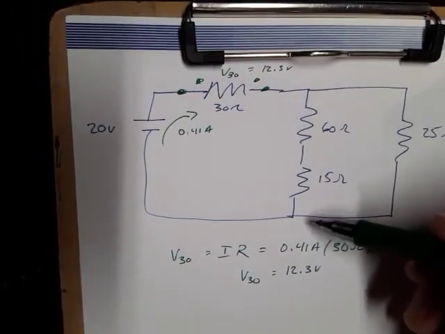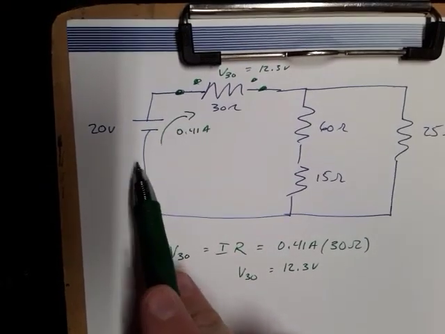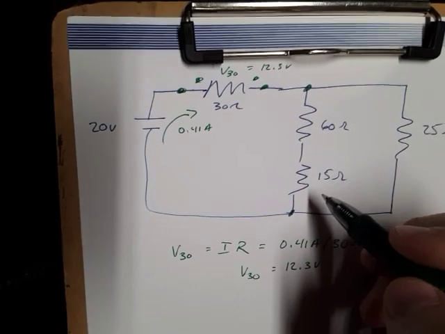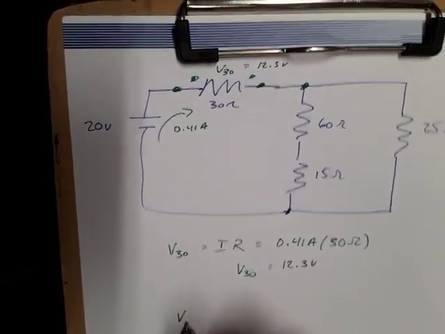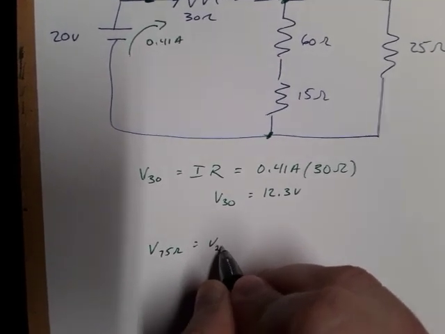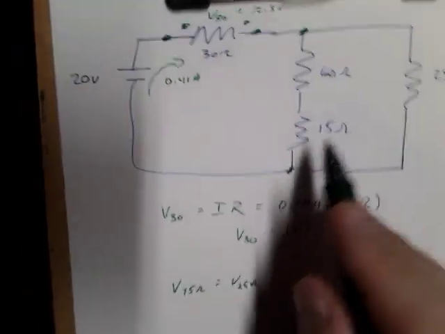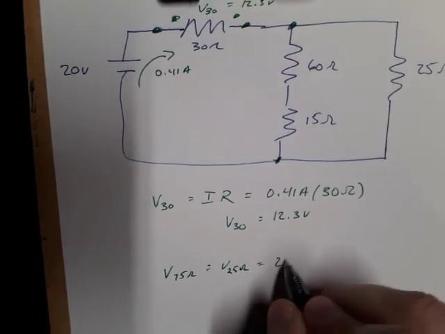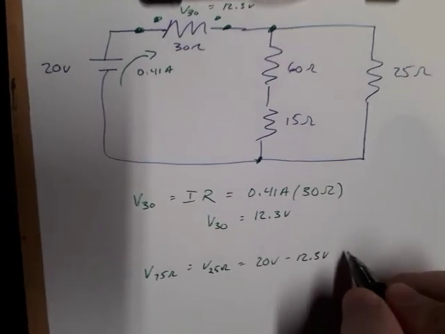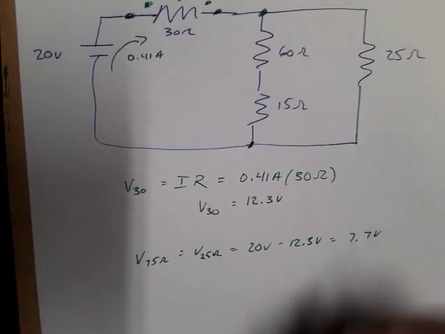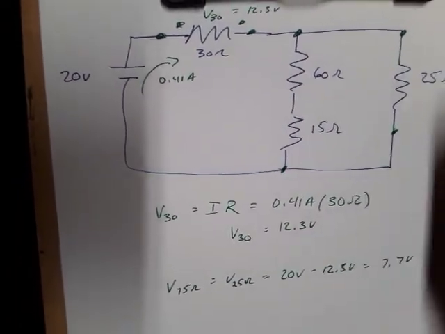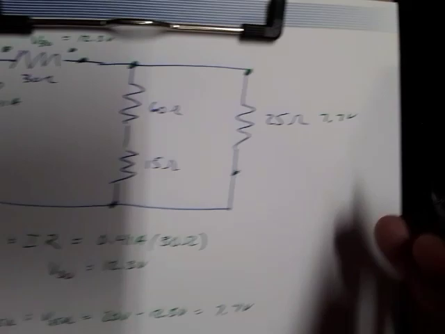That means this has to be the difference, because from here to here has to be 20. So from this point to this point, V for the 75 ohms, which also equals V for the 25 ohms, has to be 20 volts minus 12.3 volts. And that is 7.7 volts. Right? So we know from here to here is 7.7 volts.